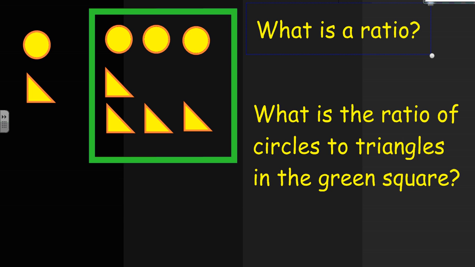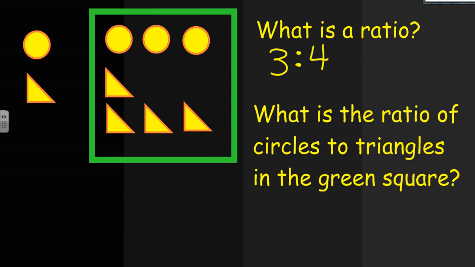First thing we have to ask ourselves is, what is a ratio? A ratio is a comparison of one thing to another by division. But to better understand ratios, we just want to take a closer look at a good example that we have here. It says, what is the ratio of circles to triangles in the green square? If we count the number of circles in the green square, we can see that there are one, two, three circles, and the number of triangles is one, two, three, four. So the ratio would be 3 to 4.